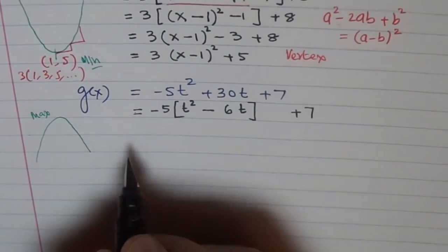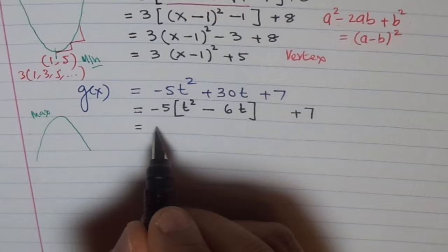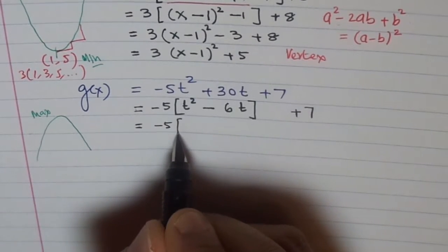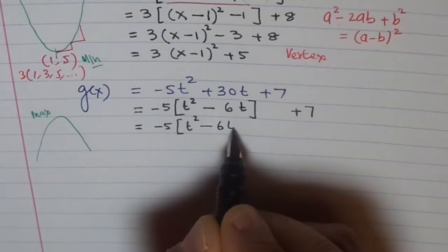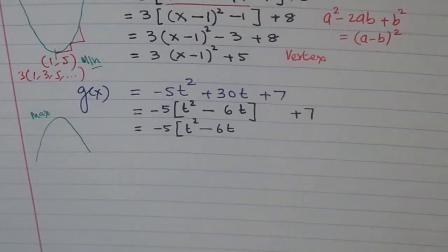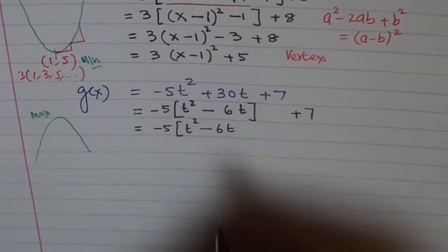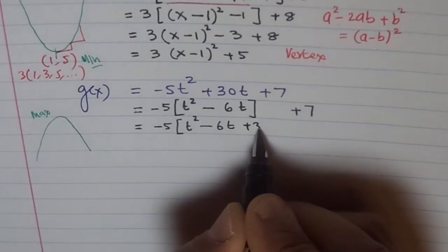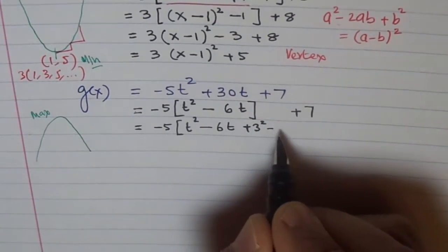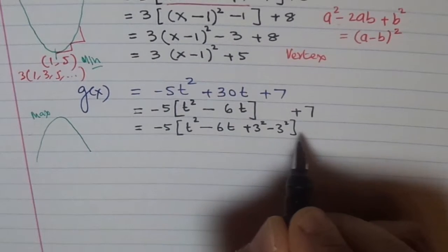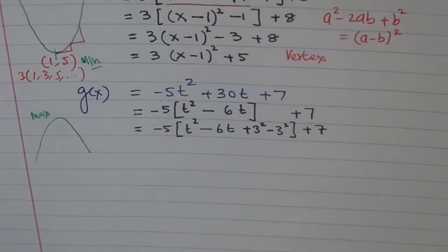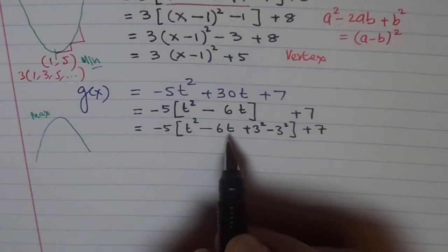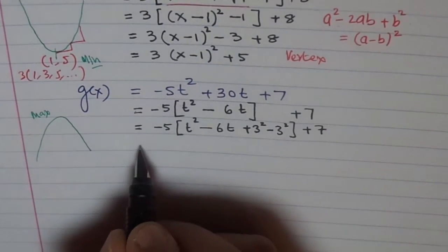Is it okay? Now, minus 5. And now what will you do? Can you tell me? You got minus 6t. What is half of 6? Half of 6 is 3. Square that number. 3 square, I'll write 3 square, plus and minus 3 square, okay? Both. So when you add and subtract the same number, effectively you're not making a change. This statement is equivalent to the previous one.